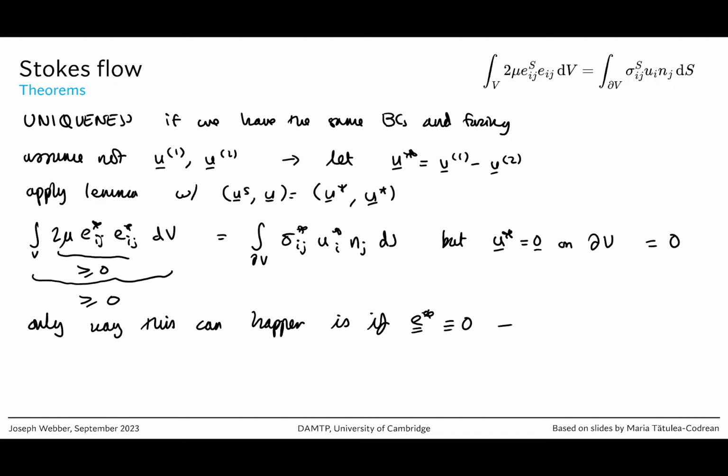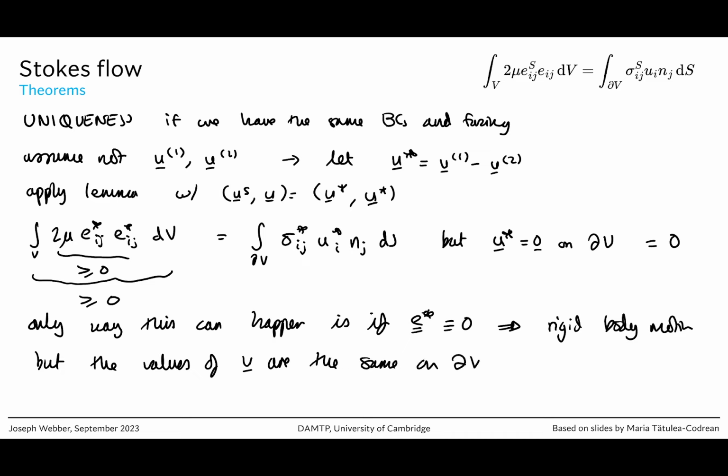So this implies the only way this can happen is if this difference is just a rigid body motion. But the values of u are the same on the boundary dv. So the rigid body motion has to be 0. So u star has to be 0. And therefore we've got uniqueness of any Stokes flow satisfying the same boundary conditions on the same domain.